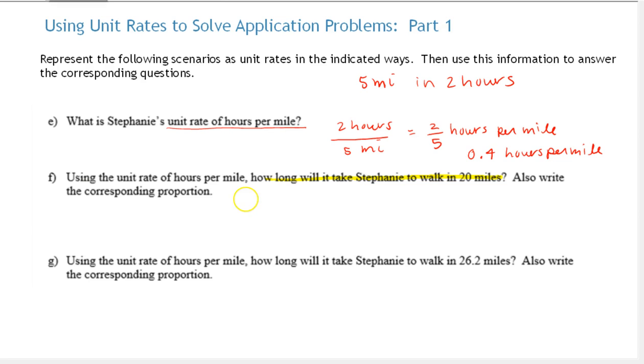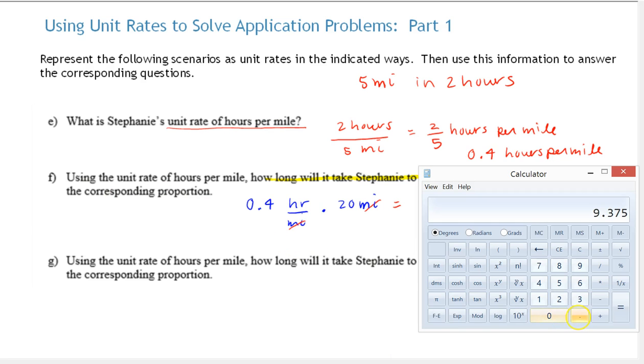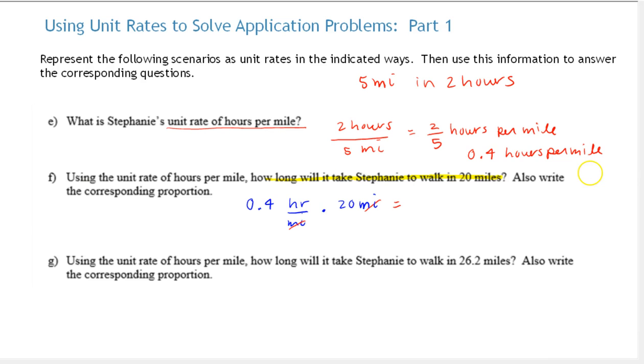Okay. So I'm going to use the 0.4 hours over miles times, we want to know, 20 miles. I like that my units are lining up where one's in a denominator and one's in the numerator. That means I'm using the correct unit. I mean, they told us which one to use, but in the future you don't always know, so you have to set it up yourself. So 0.4 times 20 is 8. So it takes her 8 hours to walk 20 miles.